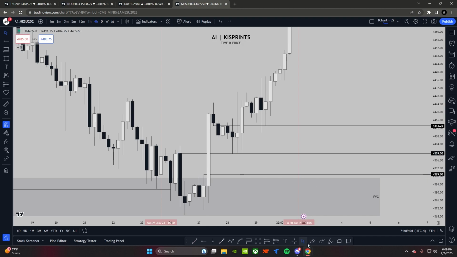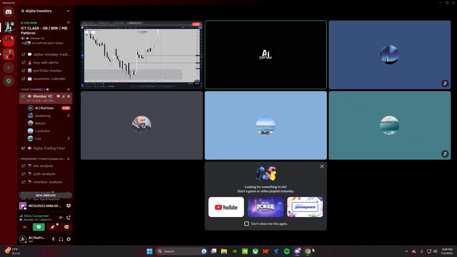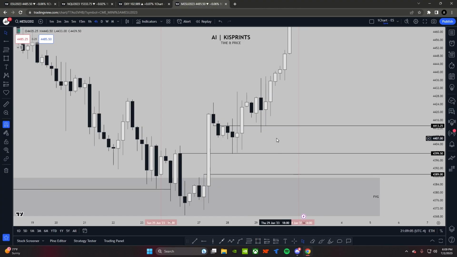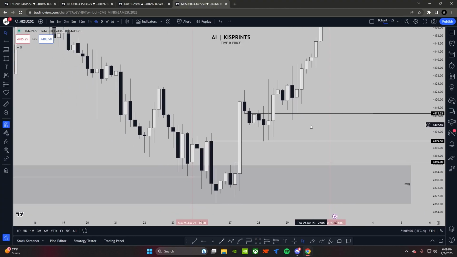So now that we have our bullish example, if you guys are taking notes, this is going to be your criteria for an order block.